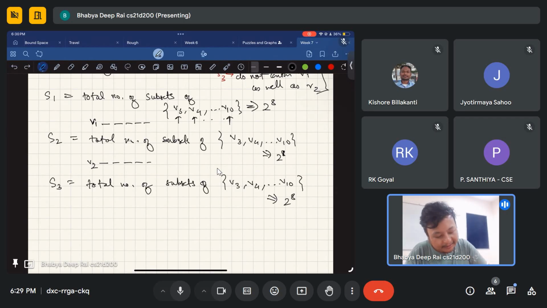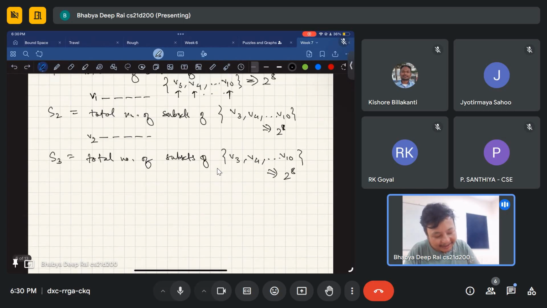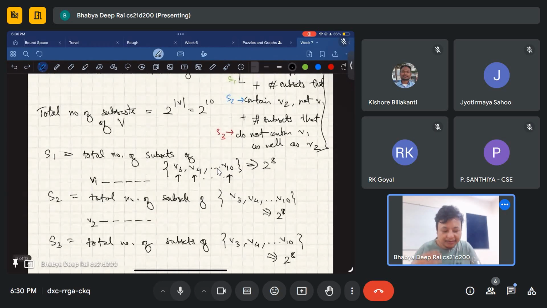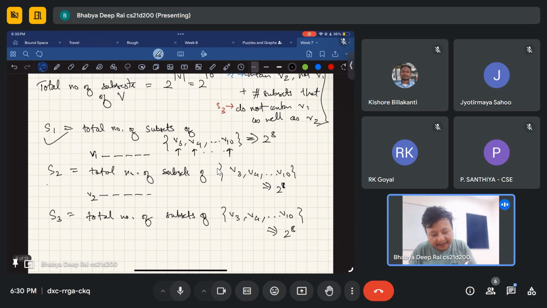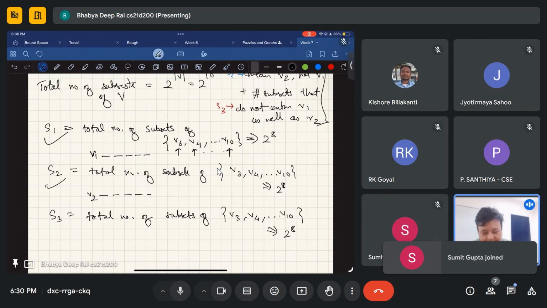And here too we have 2 power 8. Same logic. V2 we fix. In the remaining places I put subsets of this, which will never contain a V1, which is again 2 power 8 total number of subsets. So you could have V1 there but not V2, which is shown by this. You could have V2 but not V1, which is shown by this.